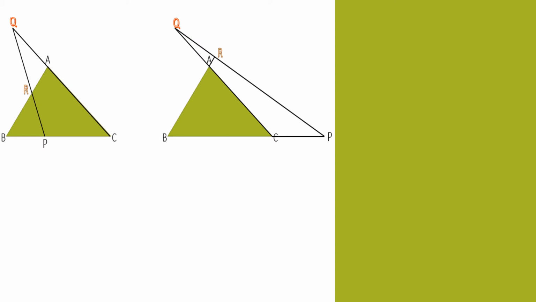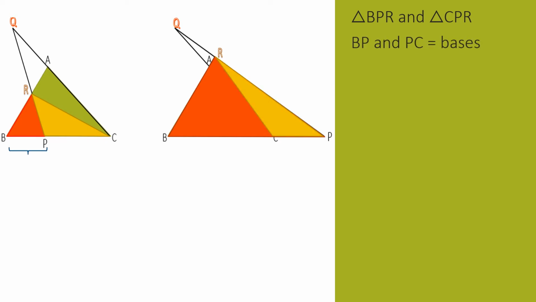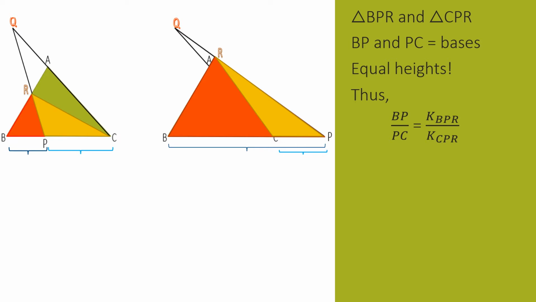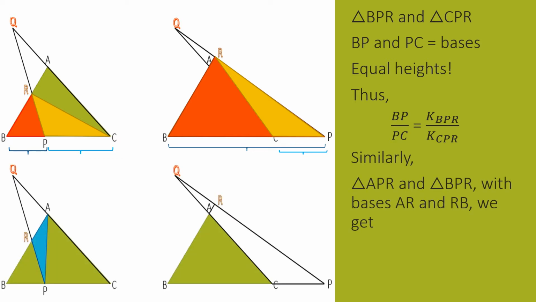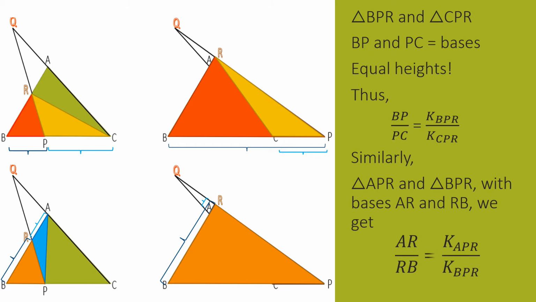With both diagrams, let's consider triangle BPR and triangle CPR. They have BP and PC as their bases. They have equal heights. Thus, BP over PC is equal to the area of BPR over area of CPR. Similarly, triangle APR and triangle BPR have the bases AR and RB. We get AR over RB equals area of APR over area of BPR.